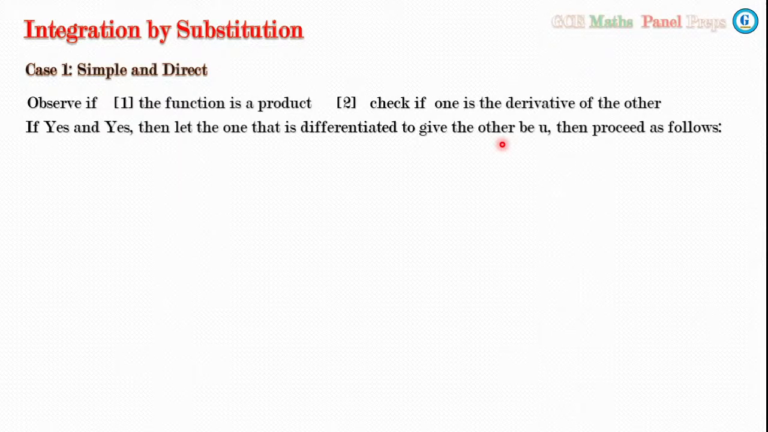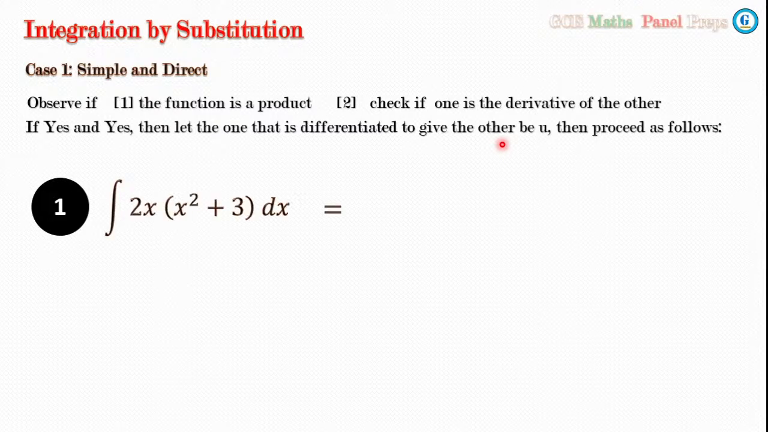Let us do this by illustration with an example. Suppose we have to evaluate the integral of 2x into x squared plus 3 dx. Now we look at these two functions. This is a product, which is the first condition. And secondly, when we differentiate x squared plus 3, it gives us 2x. So the answers are yes for the first case, it's a product, and yes for the second, when one is differentiated, it gives the other.